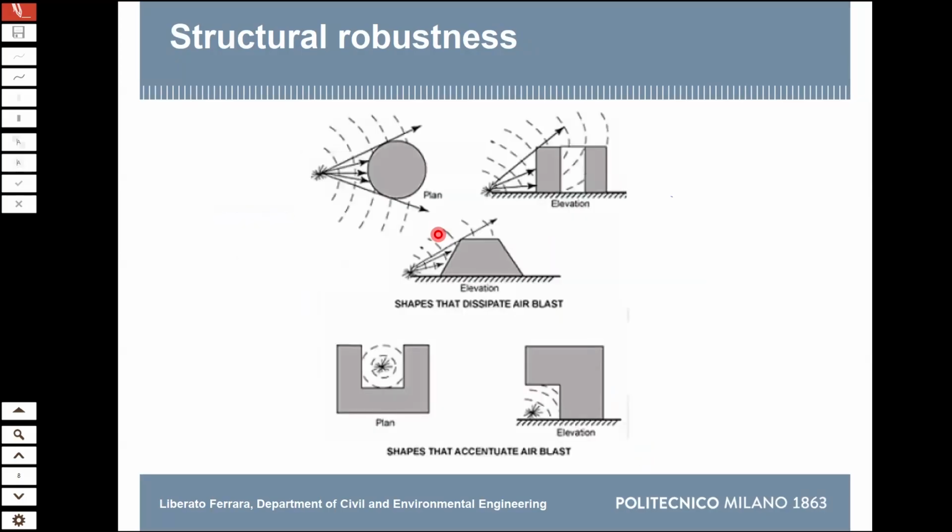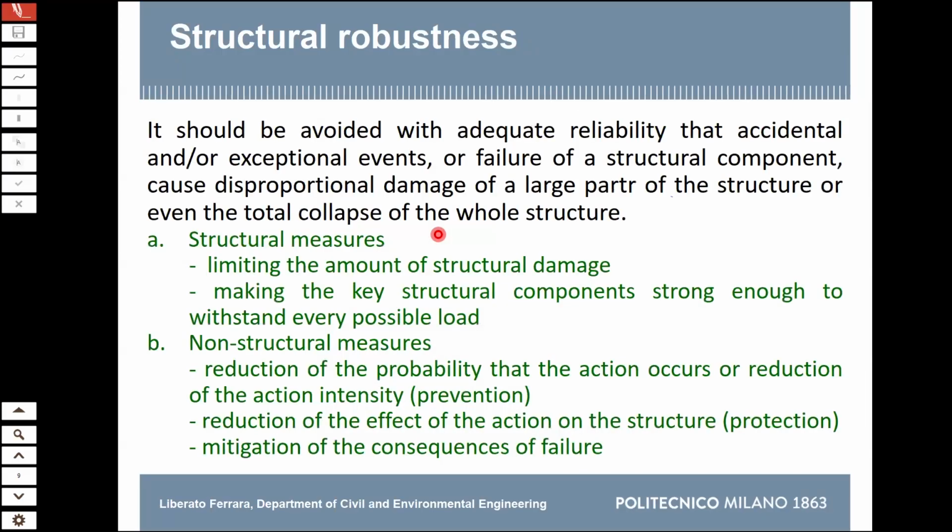So this is a cyclic event. The first way to design this is to adopt some kind of passive measures, to adopt a structural concept that mitigates and does not amplify the effect of the explosion. If you have a building with a courtyard like this and the explosion happens here, you can expect that because of the reflection, you amplify the effect of the explosion.